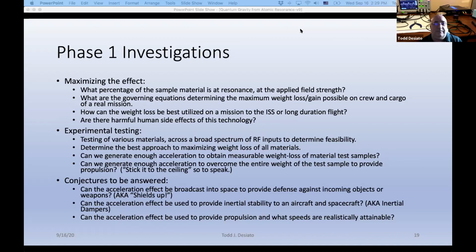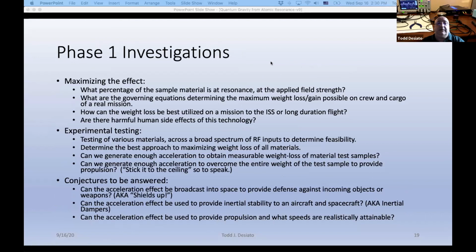And then there's some conjecture. Can the acceleration effect be broadcast out into space to provide a defensive shield? Or can the acceleration effect be used to provide inertial stability to an aircraft or a spacecraft, like inertial dampers? Or can the acceleration effect be used to provide propulsion, and what speeds are realistically attainable?